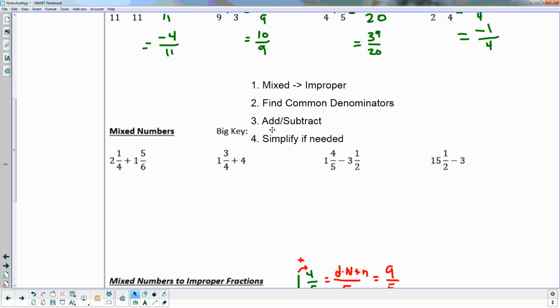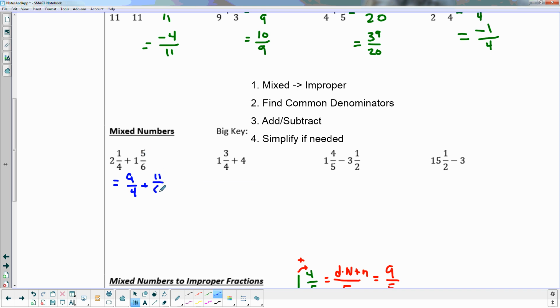So those are kind of my 4 steps to adding and subtracting mixed numbers. Let's go and see that in action. So for the first one, I want to turn it into an improper fraction. That's the first thing I want to do. 4 times 2 is 8, plus 1 is 9. So the better you can get at that process, the quicker you can get at it, the better off you're going to be. 6 times 1 is 6, plus 5 is 11.